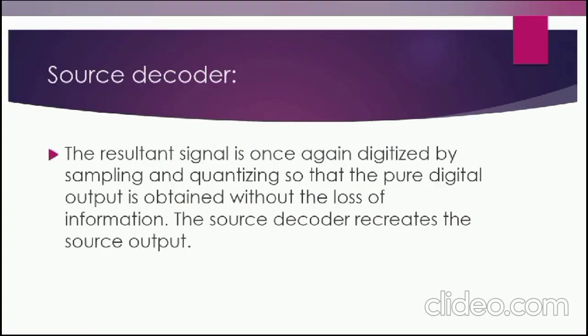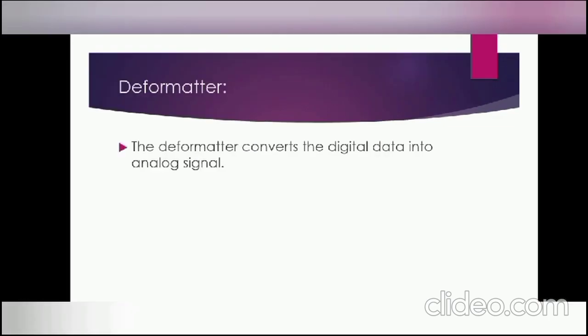Source decoder. The resultant signal is once again digitized by sampling and quantizing so that the pure digital output is obtained without loss of information. The source decoder recreates the source output. Deformatter. The deformatter converts the digital data into an analog signal.